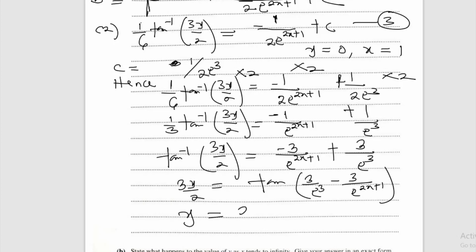So y finally will be 2 over 3 tan of 3 over e raised to the power 3 minus 3 over e raised to the power 2x plus 1. That'll be it. Thank you. Let's move to the next question.